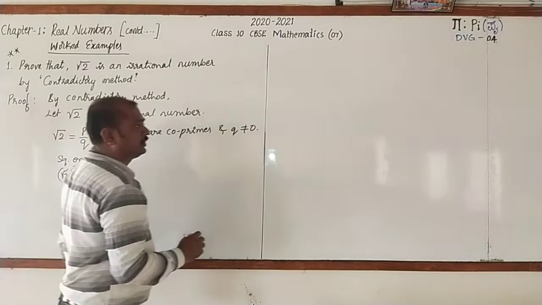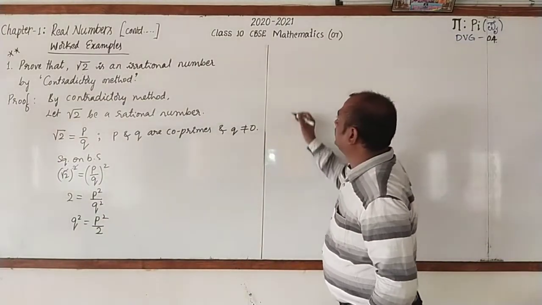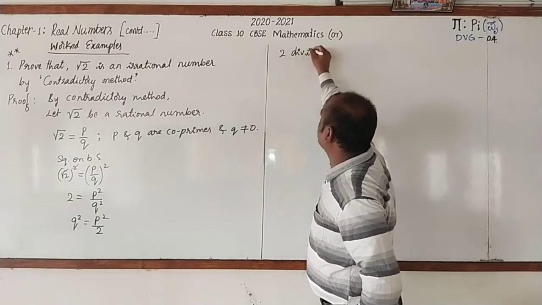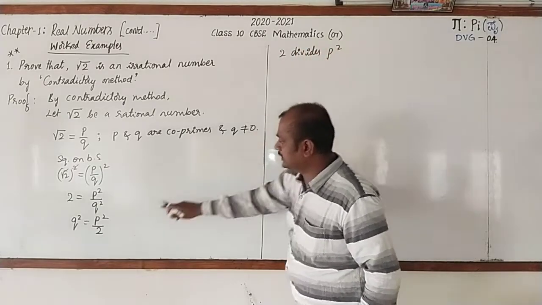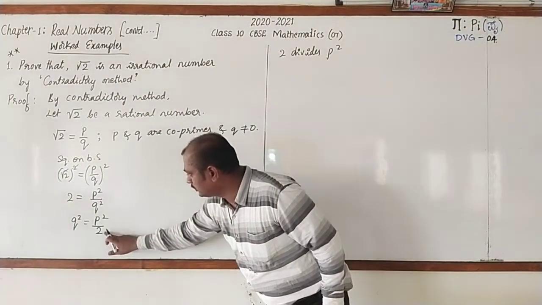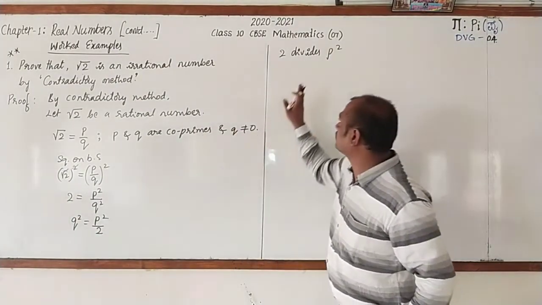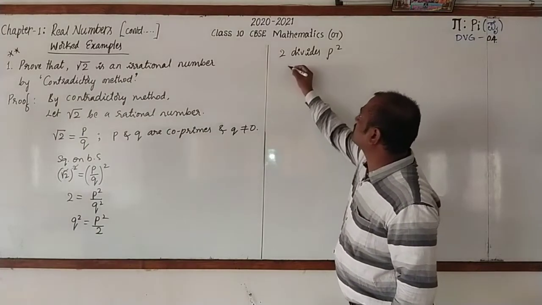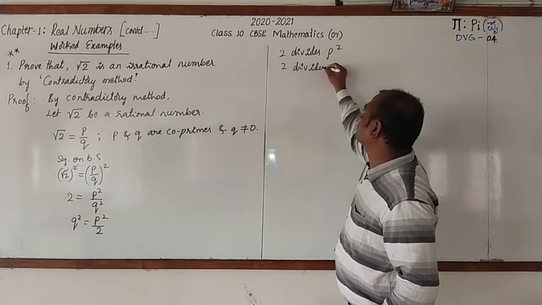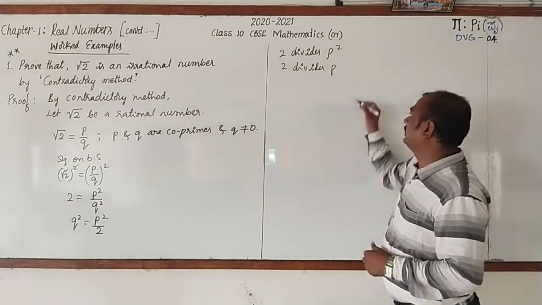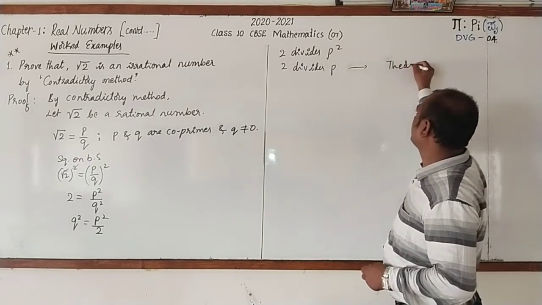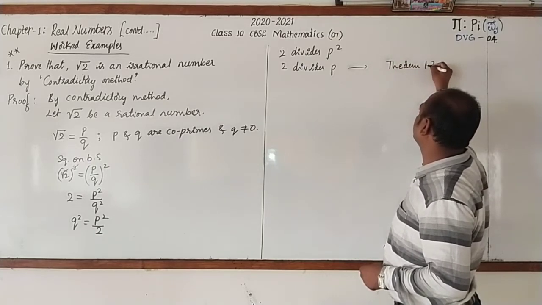Right? I am going to write the same. Here I will write 2 divides p square. I have written the meaning of this. If 2 divides p square, 2 also divides p. It is according to the theorem. What is that? Theorem 1.3.